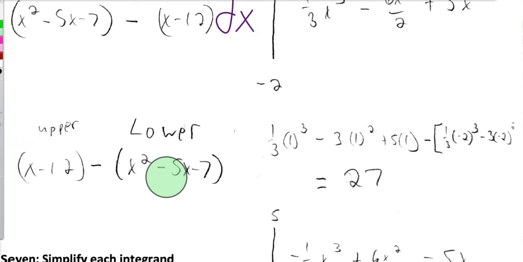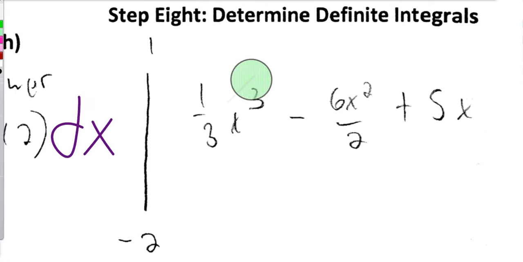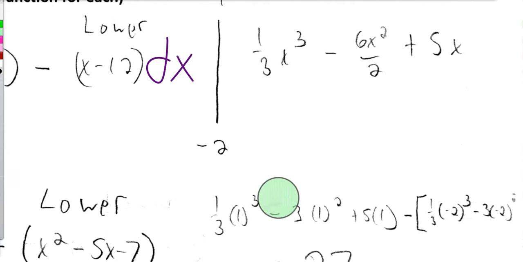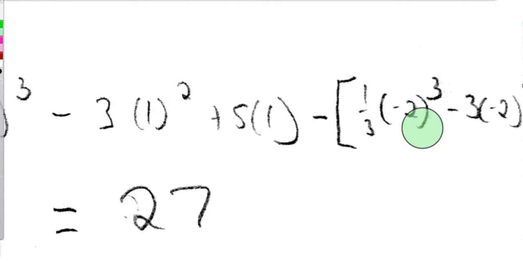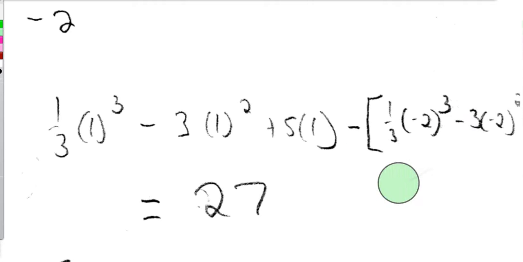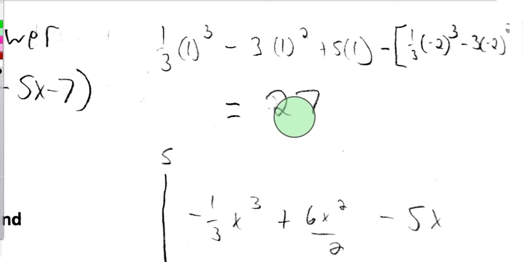And then we were just going to find the definite integral of each of those. So step 8, determine the definite integral using antiderivatives or the reverse power rule. So for the first one, we'll have 1/3 x cubed minus 6x squared over 2 plus 5x. And I'm going to plug in my upper and lower limits. So I'm going to plug in 1, and then I'm going to subtract my lower limit when I plug in negative 2, making sure to put brackets around the second part so that I can distribute my negative properly. If I simplify all that out, I get 27.